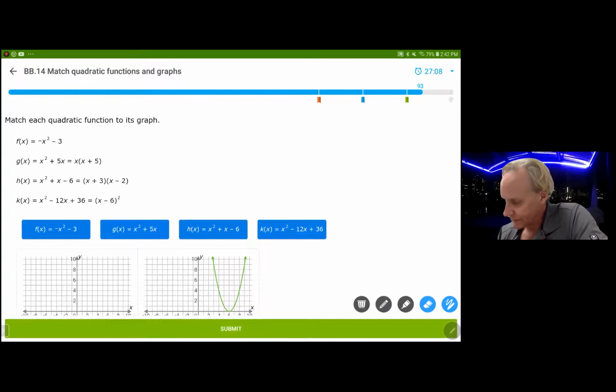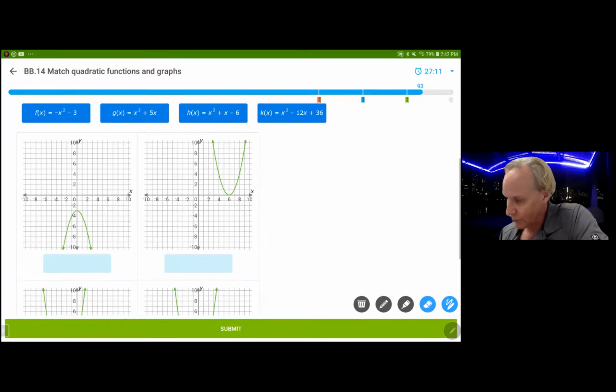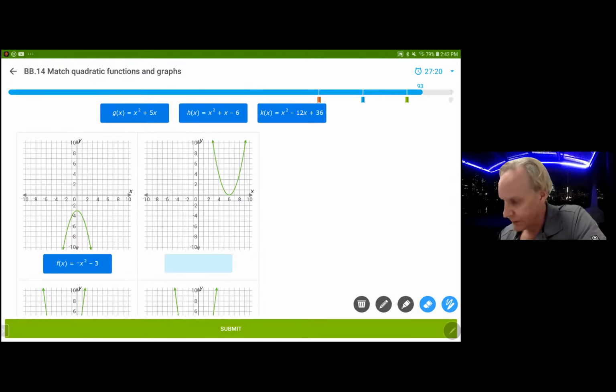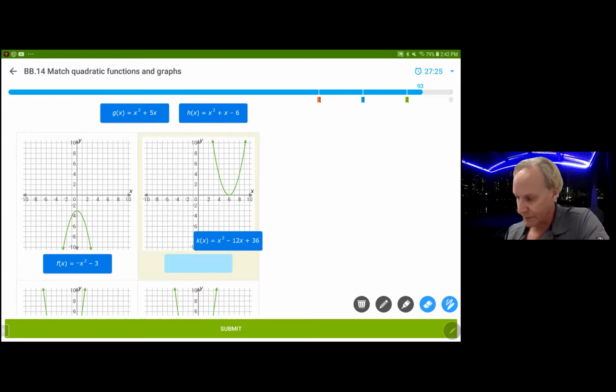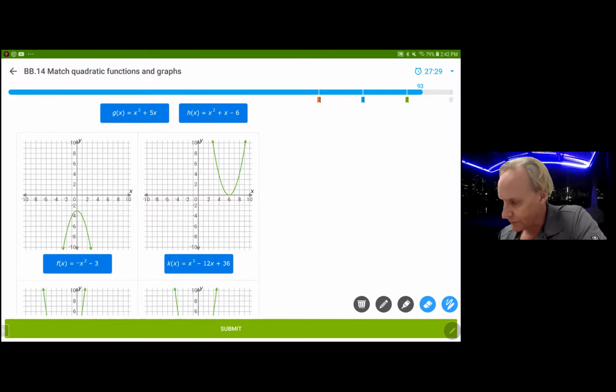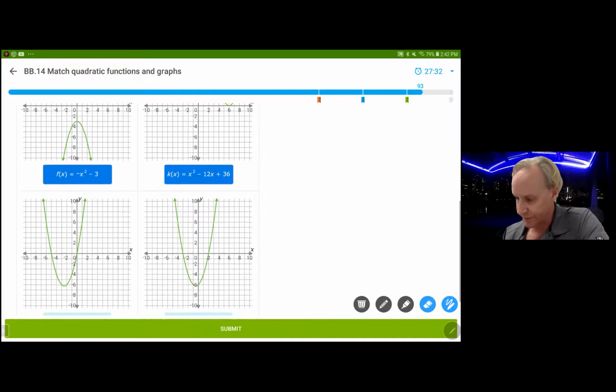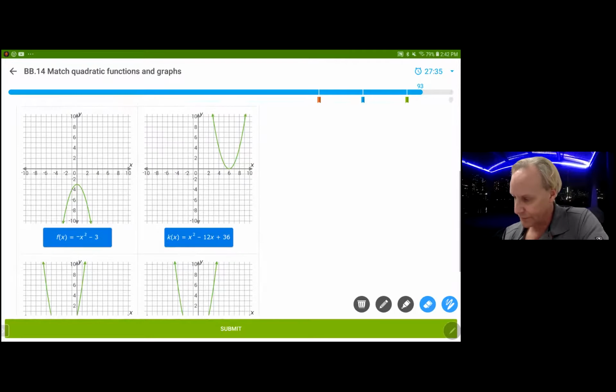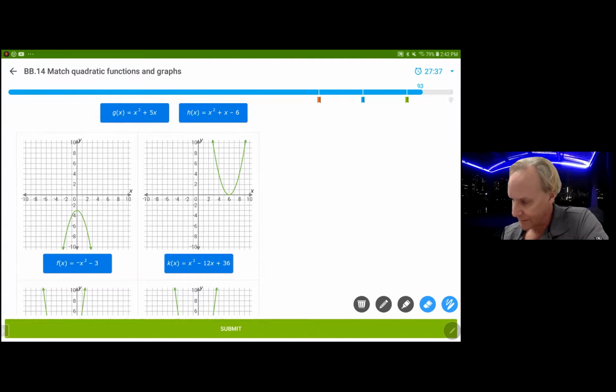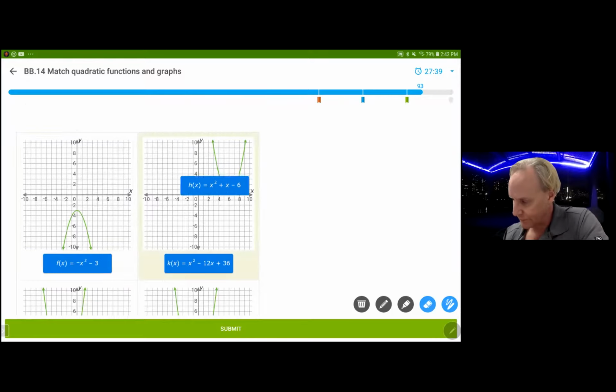Okay, let's see if we can match these up here. Okay, only one of them is going down. So let's put that one in there. This one is going through (6, 0), which is (x - 6) squared. Now the other two, one of them goes through (0, 0). Let's see which one it is. There it is right there. So the one that goes through (0, 0) is on the left. That's this one. And this one is on the right.